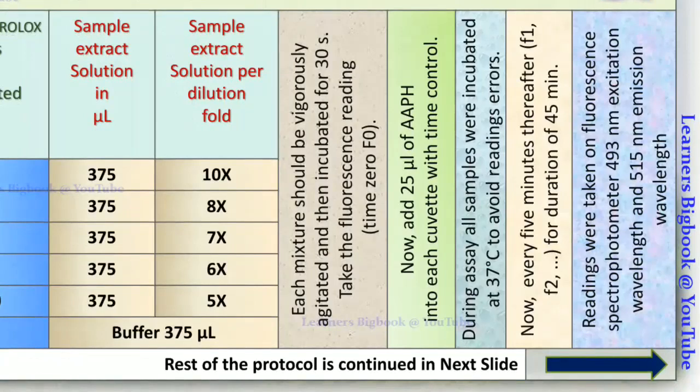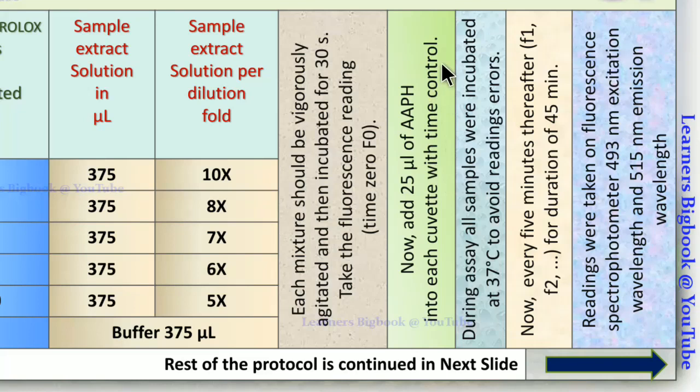So there is no action of any free radical now. So that is the F0 frequency, intensity, absorbance reading. Further, here we are going to add 25 microliters of AAPH into each container, as the F0 reading has been taken.